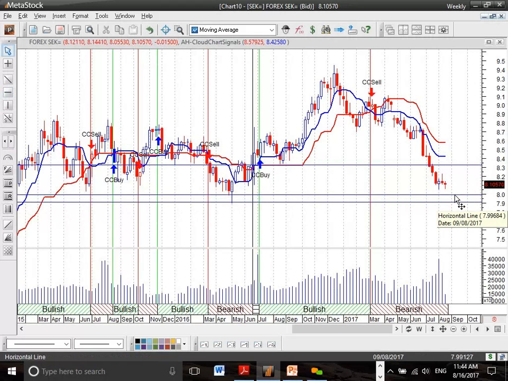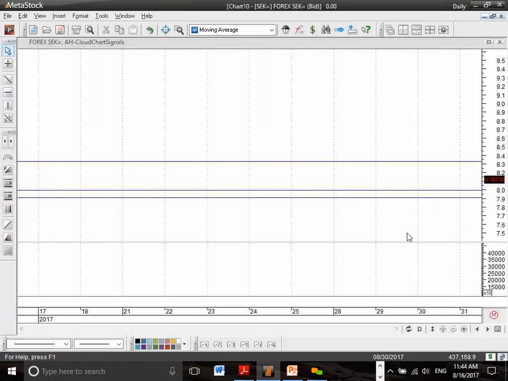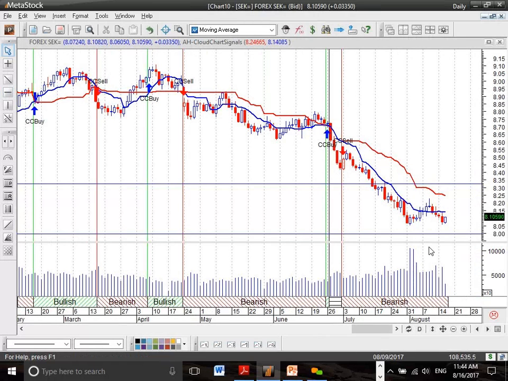So we're very close to support, so watch out for a consolidation in and around the 8.00, 7.99 zone. Okay. But from a daily perspective, still trending lower, bearish outlook, and we could see another leg down on this one to those weekly chart support levels. Okay.